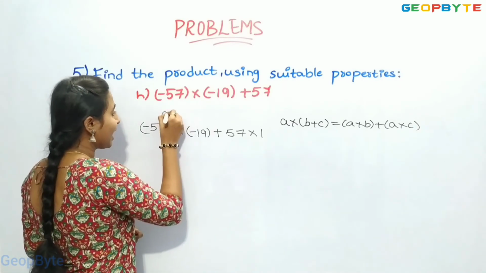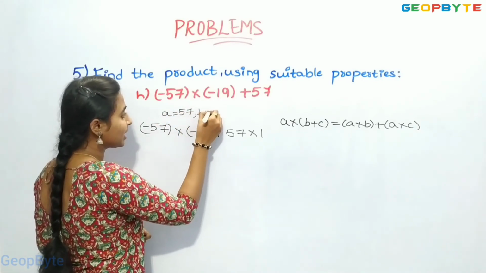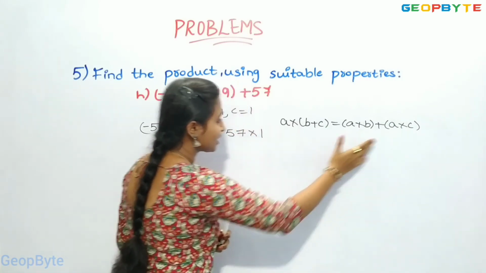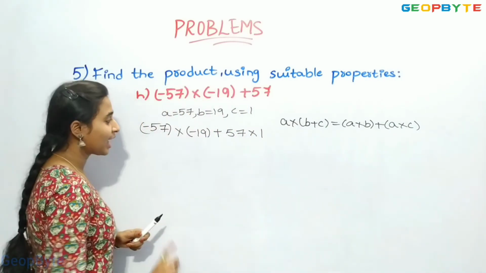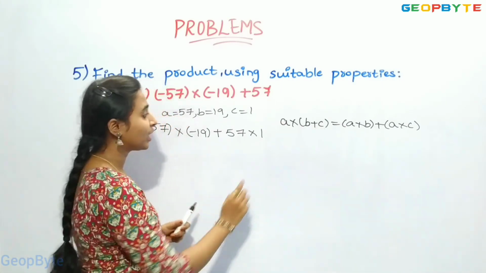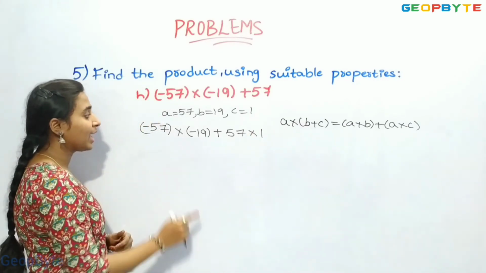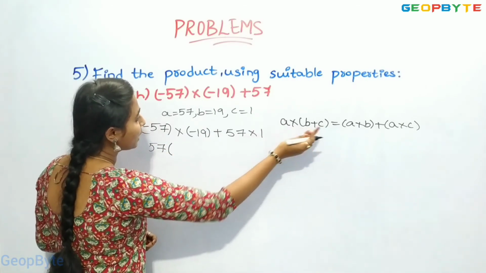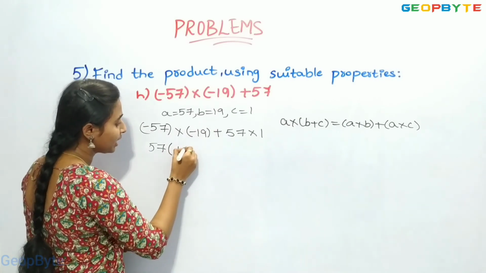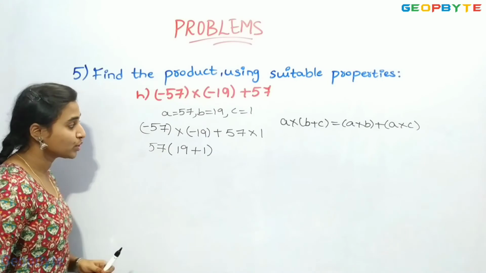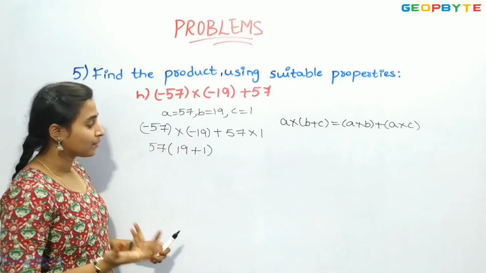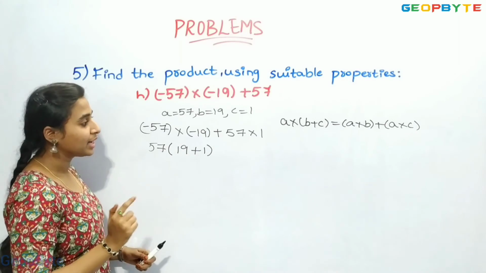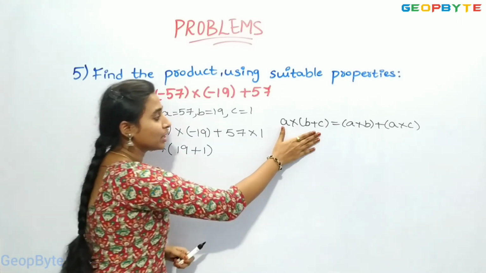Right? Now, A is 57, B is 19, C is 1. Means this is in the format of A into B plus A into C. Right? Now, let us get into this format, that is A into B plus C. We have A as 57. Write 57. Inside, we will have B plus C, that is, B is 19 plus C is 1. If you see, minus into minus became plus. That's why I have written only 19 and 57 came common. The remaining number is plus 1. It came in the format A into B plus C.